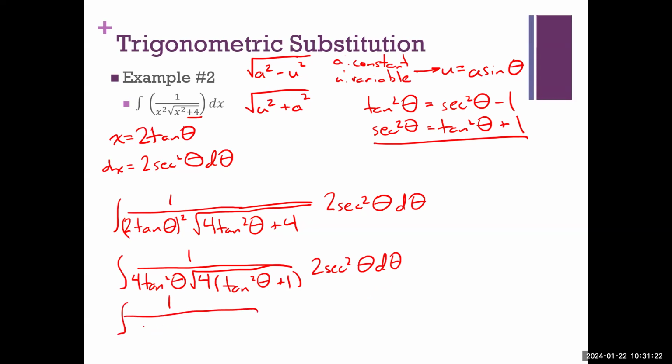So 1 over 4 tangent squared theta times 2 secant squared theta, 2 secant squared theta d theta. Would it be secant first? Yes, thank you.